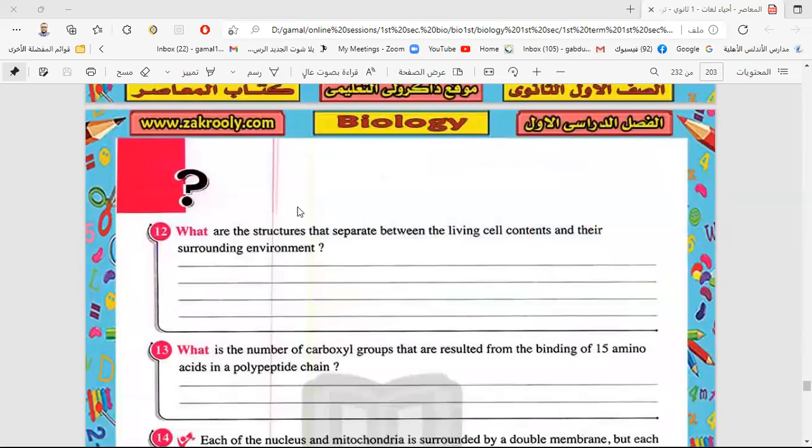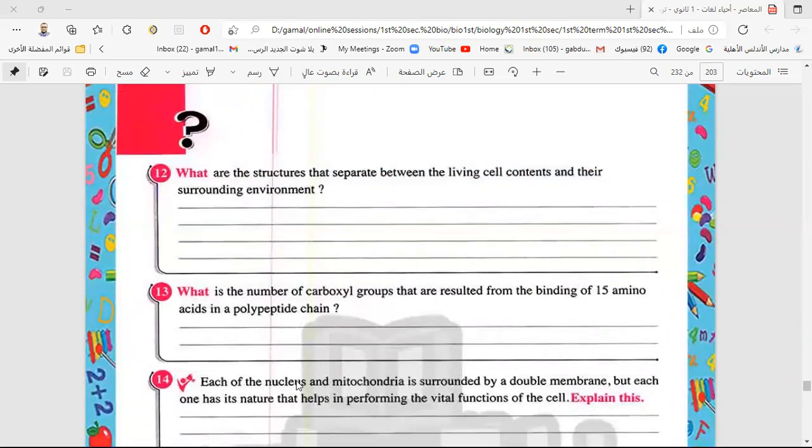Okay. Let's go to Neema. Are you ready, Neema? What is the structure that separates the living cell's content from its surrounding environment? Do you know what surrounds the cell? Any cell. What is inside the cell? The cytoplasm. What surrounds the cell?